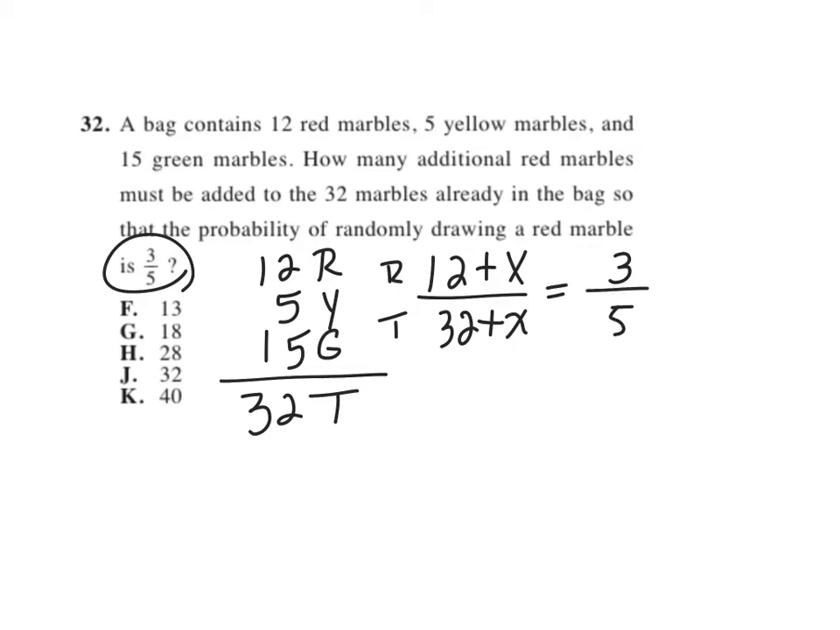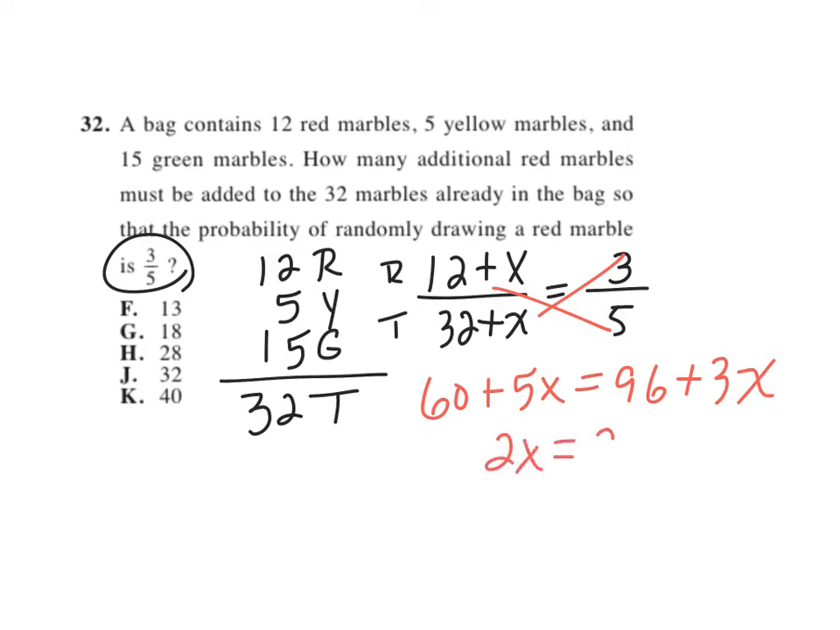Now you have a proportion set up, so cross multiply. 5 times 12 is 60 plus 5x equals 3 times 32 is 96 plus 3x, and now you have an equation and you can solve for x. Subtract 3x from 5x and you get 2x equals 36, divided by 2, and you get 18.